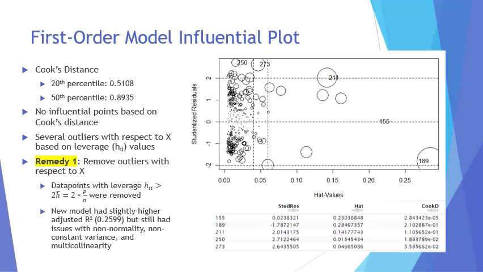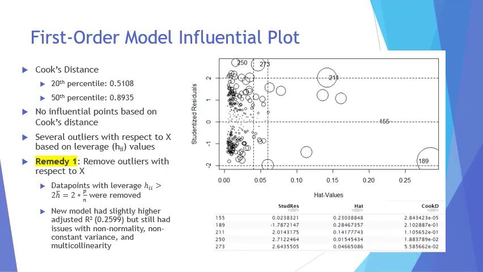Based on the influential plot of the model, there does appear to be some potential influential cases, but the suggested influential points have little to no impact on all fitted y-values, as indicated by the Cook's distance values being lower than the 20th percentile of Cook's distance. But the model does appear to have several outliers with respect to x, as indicated by the leverage values. Thus, the first remedy applied to the model was to remove the outliers on x.